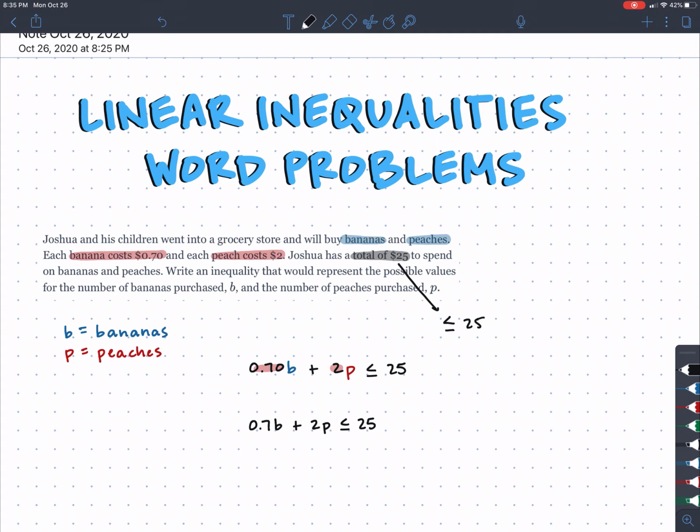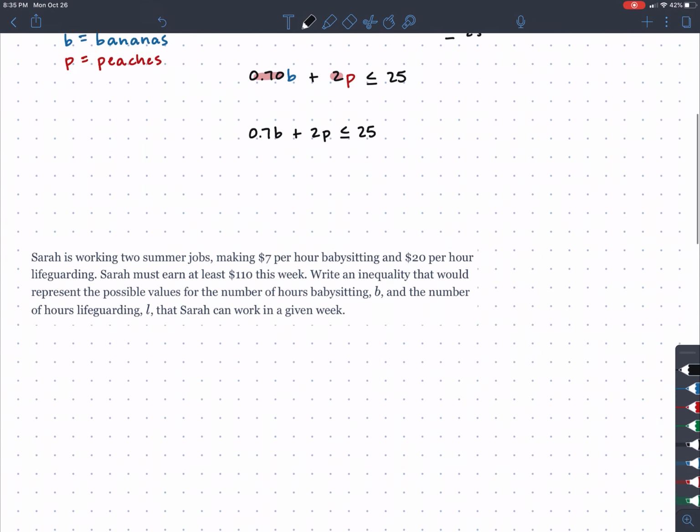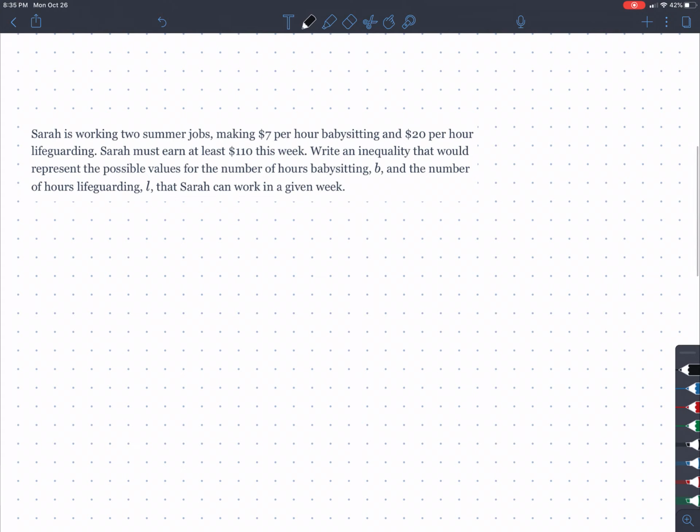Okay, let's do one more. Sarah is working 2 summer jobs, making $7 per hour babysitting. So $7 per hour babysitting and $20 per hour lifeguarding. So already we have our two variables. We're going to say B is equal to babysitting and we're going to say that L is equal to lifeguarding.